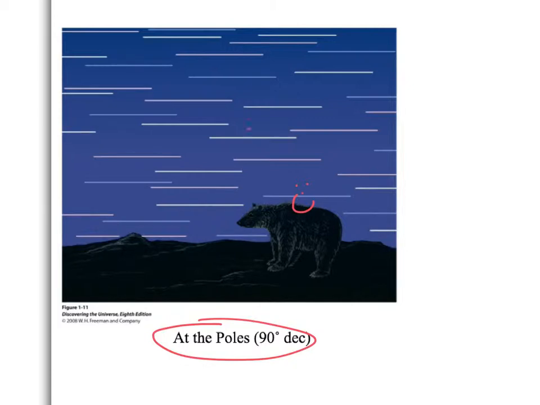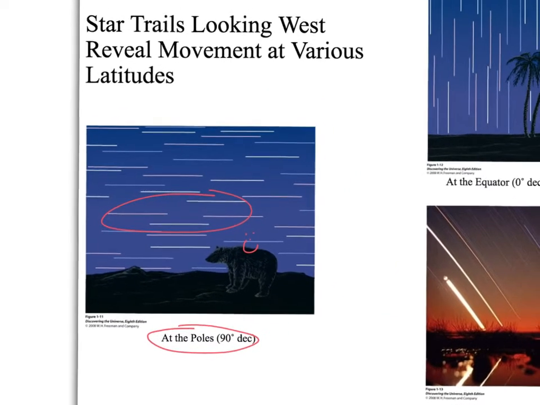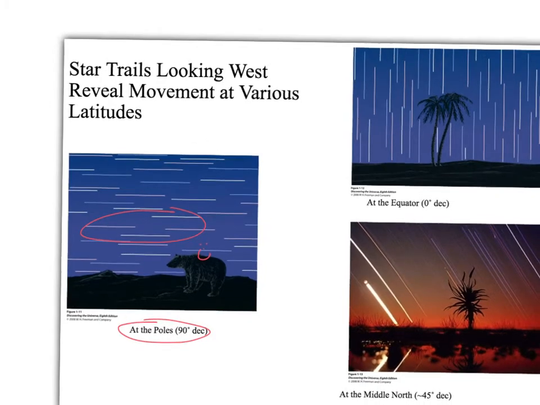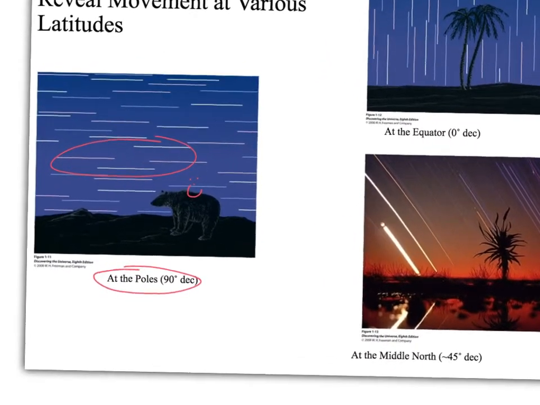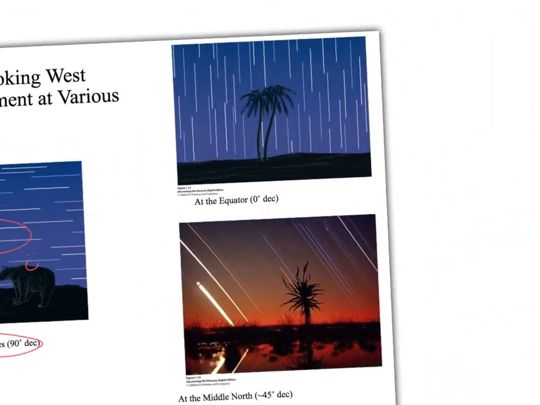And so that's actually why this polar bear sees his star trails like that. He is looking, I think I put on my slide, looking west. It doesn't really matter. Actually, he would see it anywhere. But now this does make a difference.